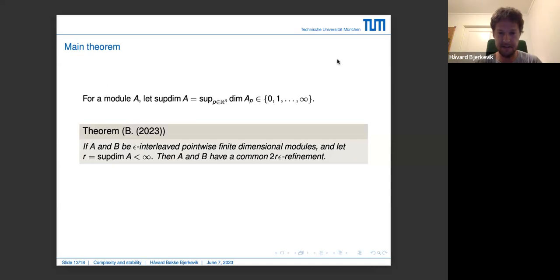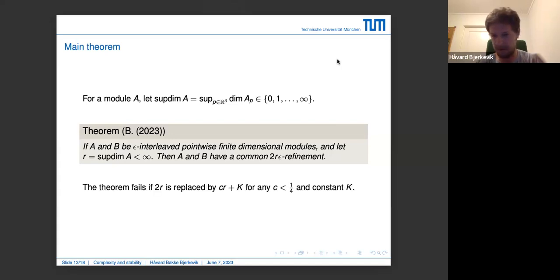Now you see this R here, it looks slightly random and arbitrary, but it turns out that it's actually necessary, because there is a complicated counterexample which shows that if you try to replace this two here by a better constant, a constant of less than 1/4, then the theorem just fails. It's not true anymore. So you really need this R here.